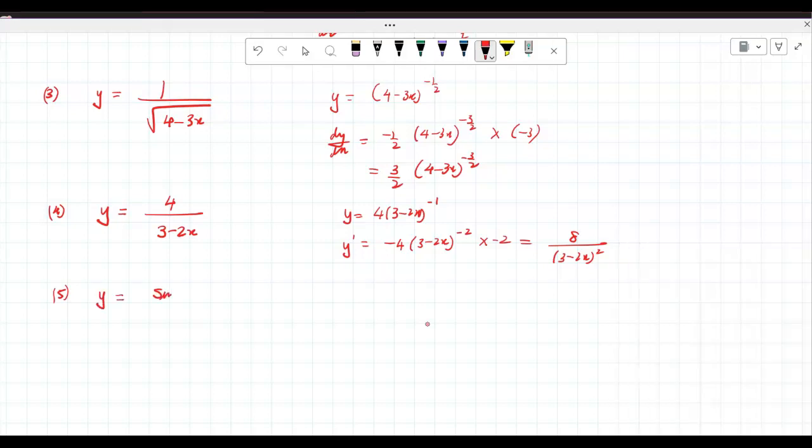Now, let's focus on sine. Try. You keep your inner function as it is. When you're taking the derivative, the outer function is sine, and the derivative of sine is cos. You leave the inner function as it is, so cos 3x, into the derivative of 3x, which is 3. So it's 3 cos 3x. Okay. Next.